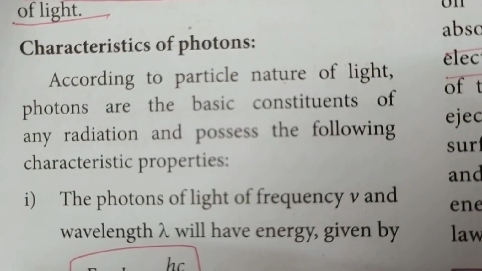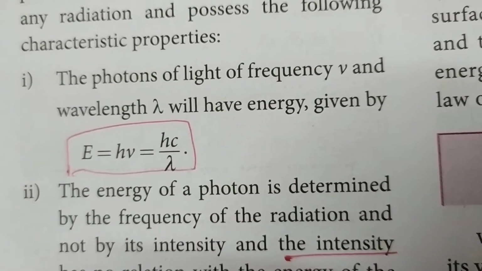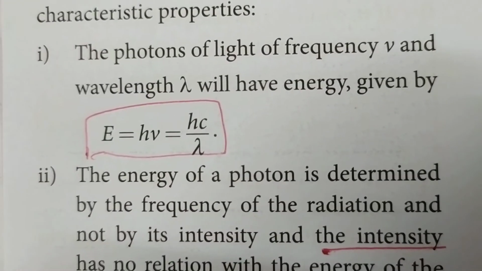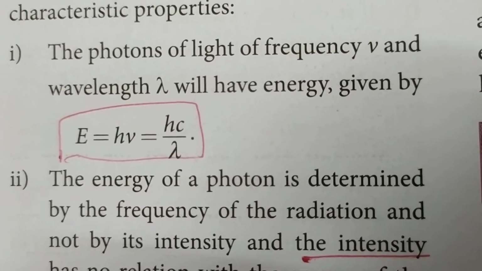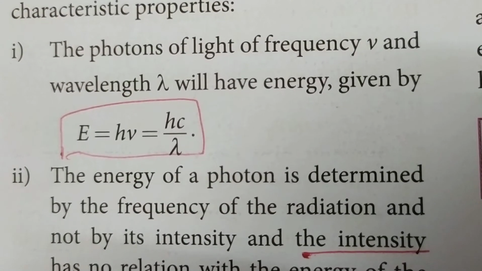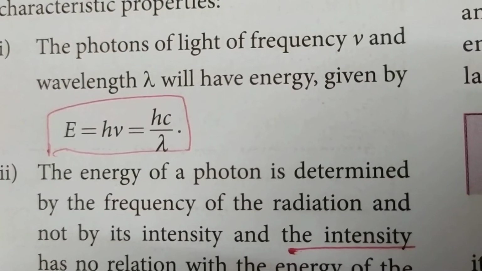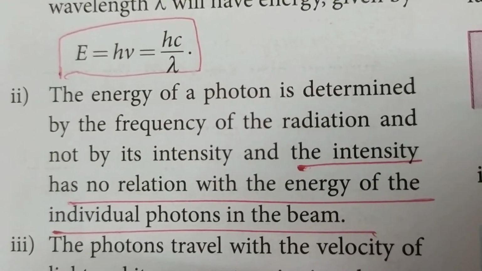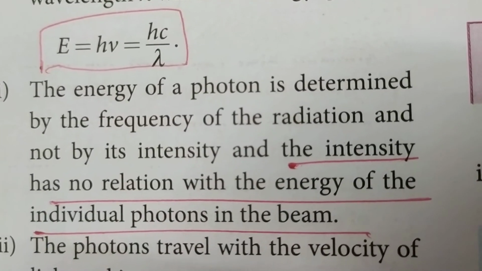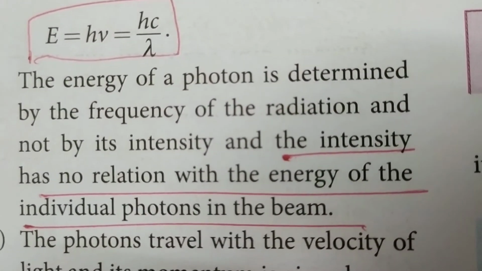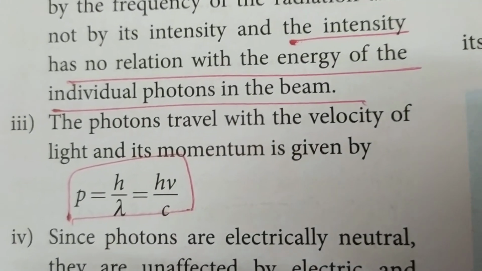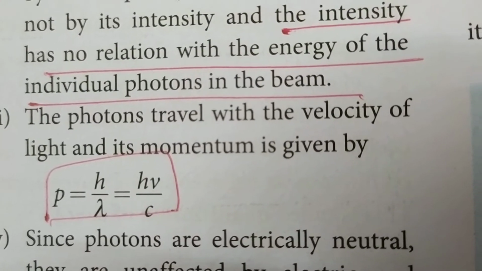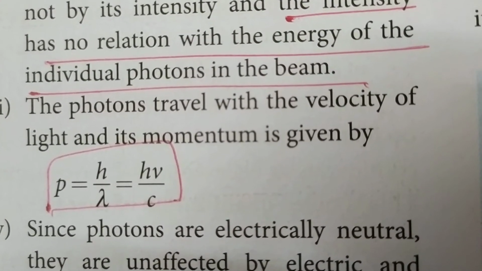Next we are going to see the characteristics of photons. Photons are light of frequency nu and wavelength lambda, and they have energy E is equal to h nu. Nu can be replaced by C by lambda, where C is the velocity of light and lambda is the wavelength. The intensity has no relation with the energy, because there is no intensity in the formula. The momentum is given by P is equal to h by lambda, or substituting for lambda, h nu by C.